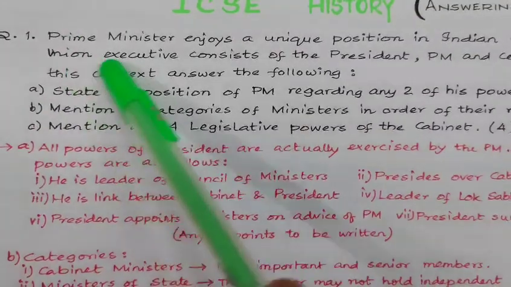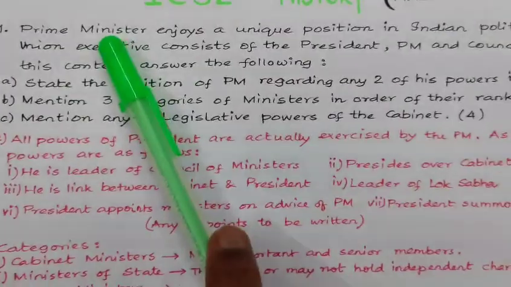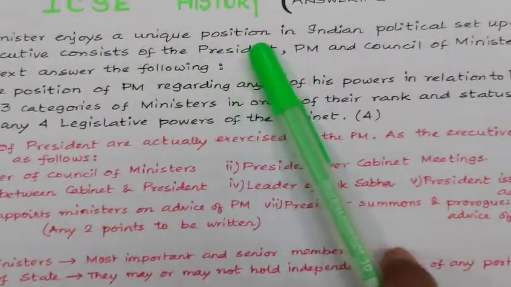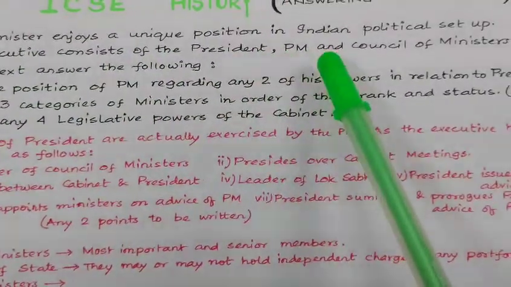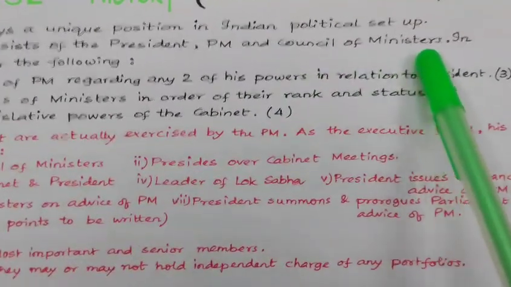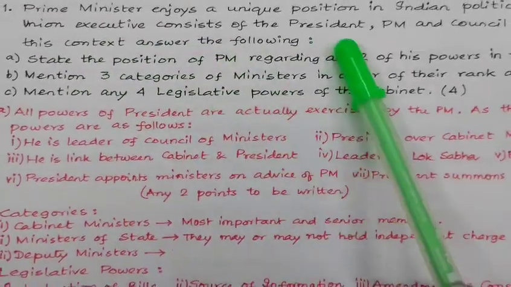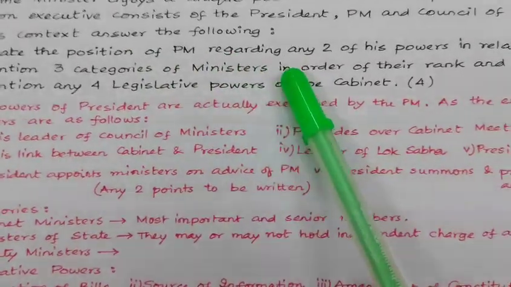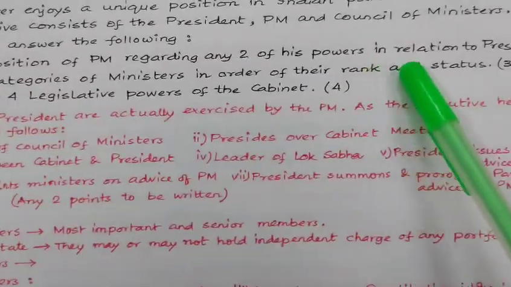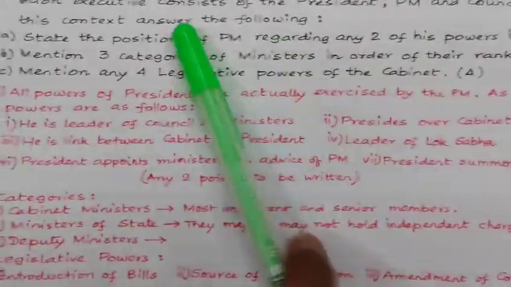Now suppose the question of history is, these are the previous year's questions. Number 1, Prime Minister enjoys a unique position in the Indian political setup. Union executive consists of the President, Prime Minister and Council of Ministers. In this context, answer the following. Question A. State the position of the Prime Minister regarding any two of his powers in relation to the President of India. This is a 3-mark question.